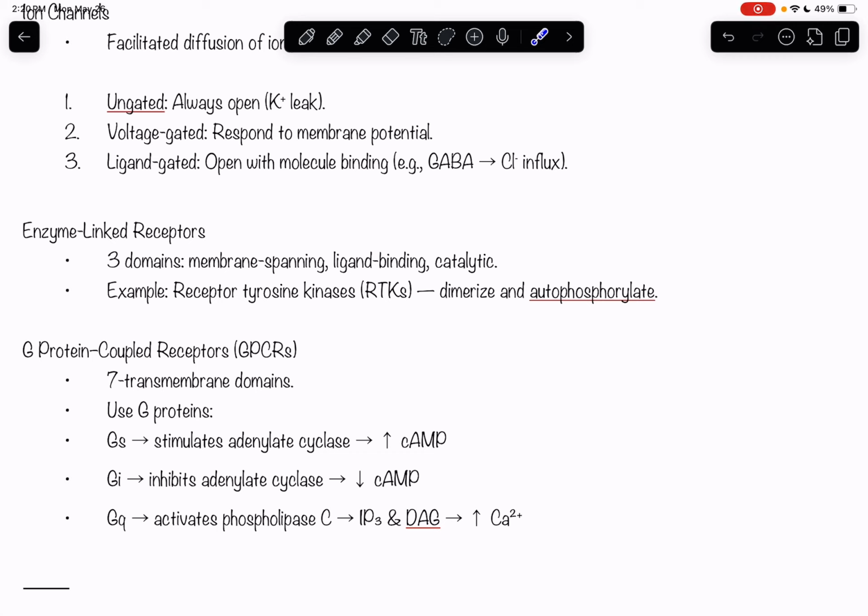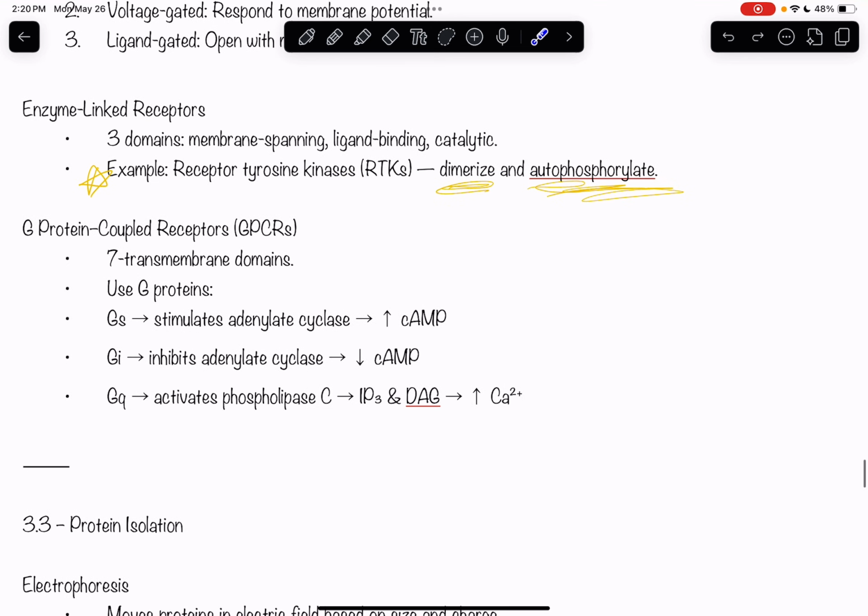A pretty important example would be this one here, which are RTKs. Definitely just know that they dimerize, very important, and then they autophosphorylate. Very important. RTK is very, very important. I can't stress it enough. And another very, very important one is G-protein coupled receptors. If you don't know these, I would say don't even take the test, honestly.